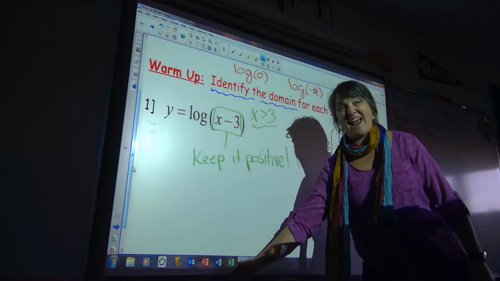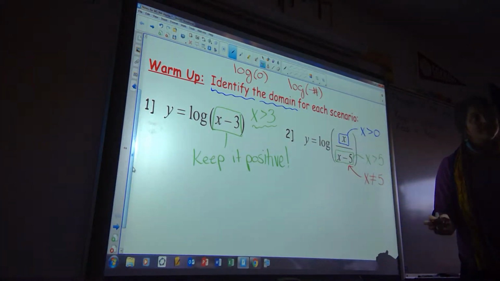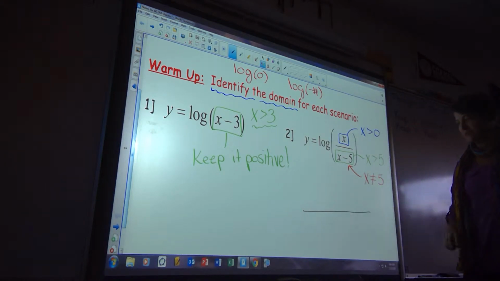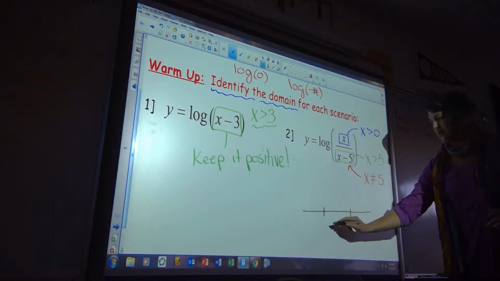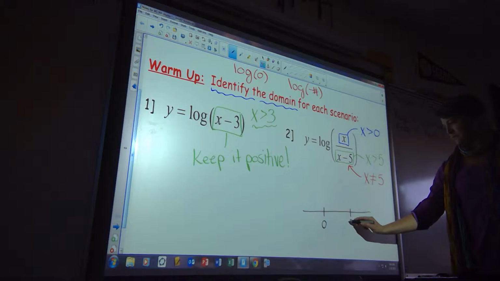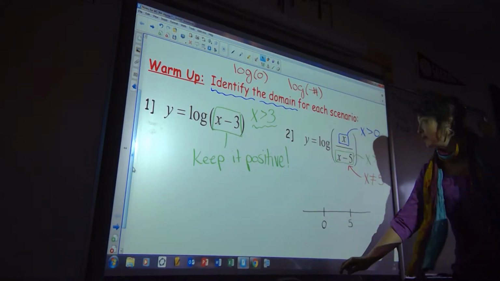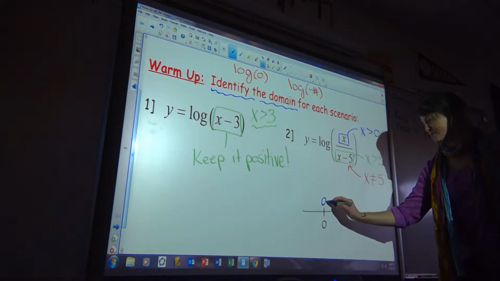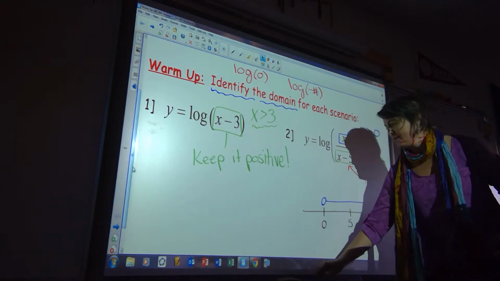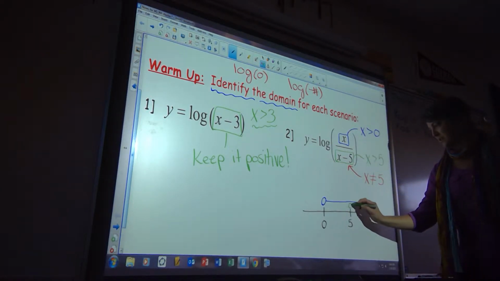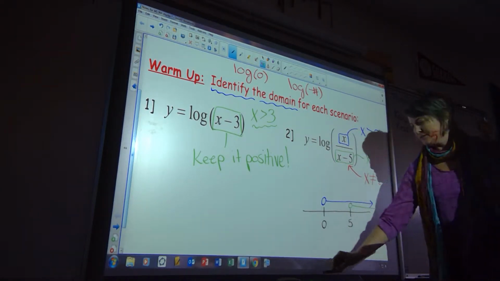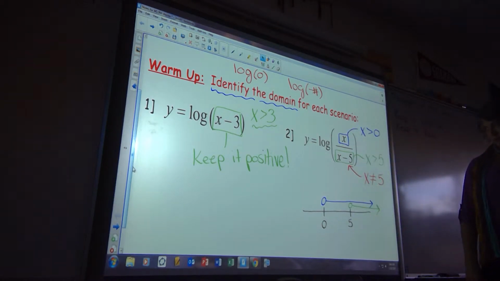So if I actually had to state the domain for this, which isn't a part of these problems, it might be easier if we plotted it on a number line. So there's this restriction that goes like that. There's this restriction that goes like that. Which one of those is more restrictive?